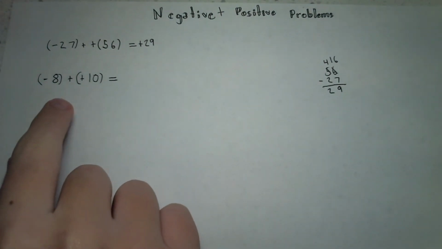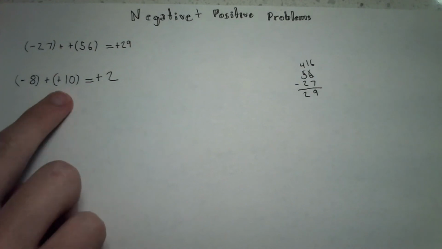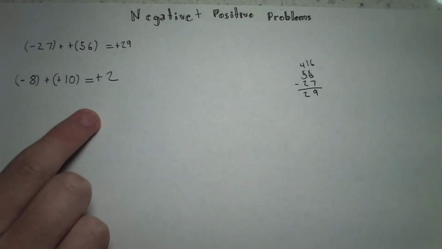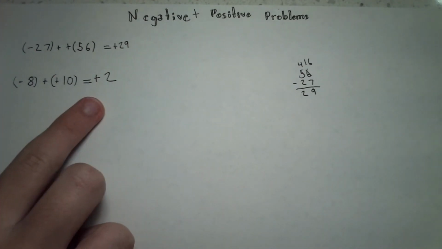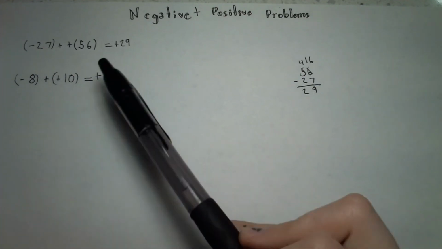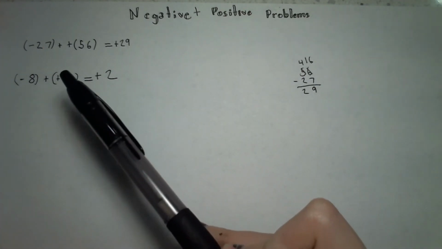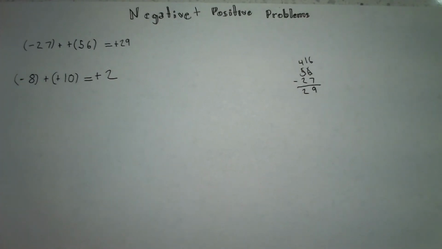So try this one right here. So you're adding a negative number, so instead of adding it, you subtract it. So that's 10 minus 8 equals 2. And then how you know it's a positive number and not a negative number is because the bigger number in this equation is a positive number, because it's a positive 10 and 10 is bigger than 8.